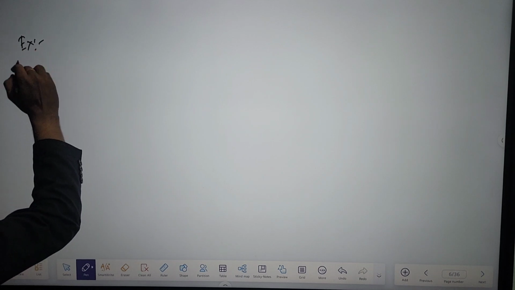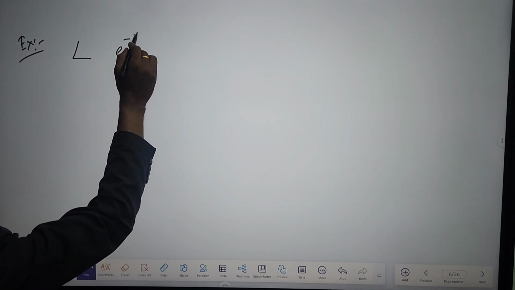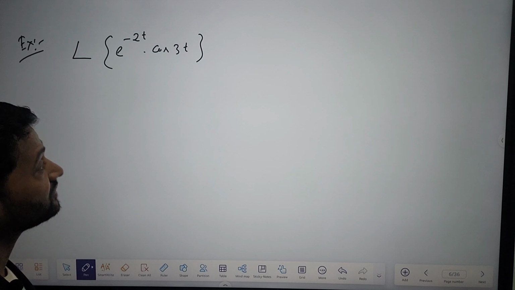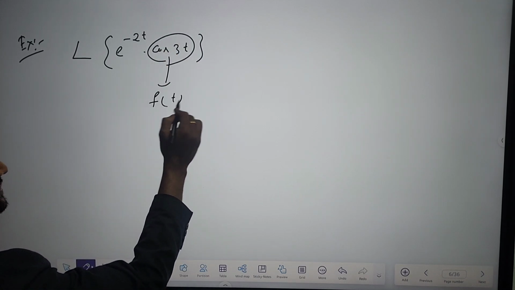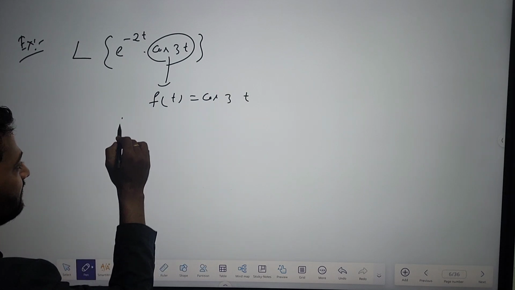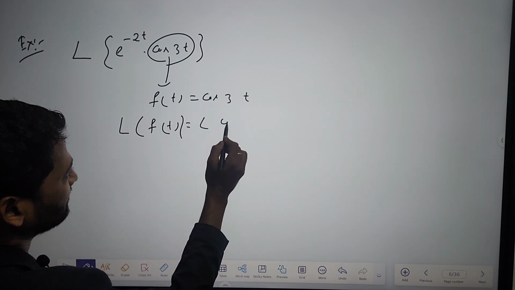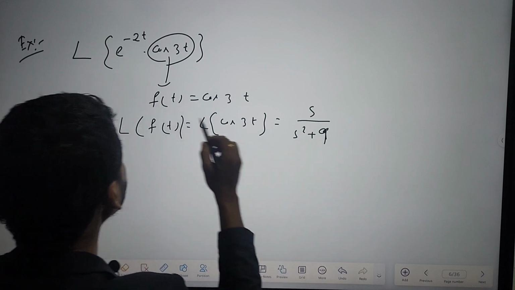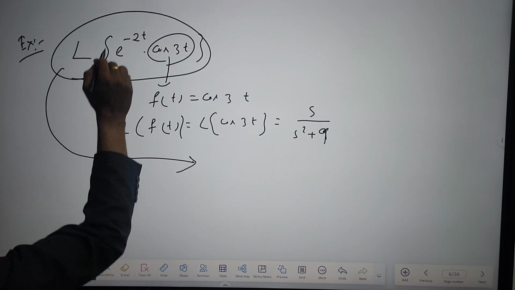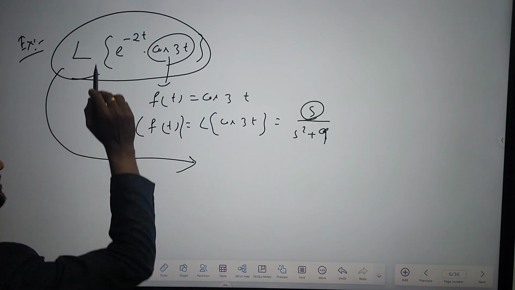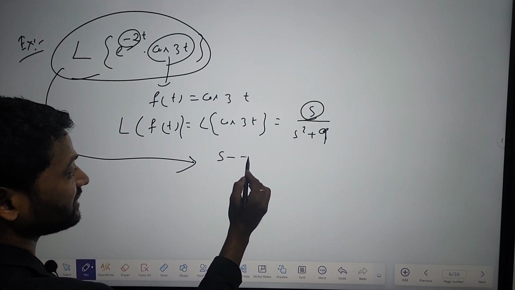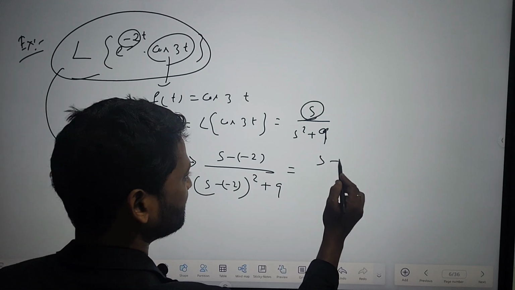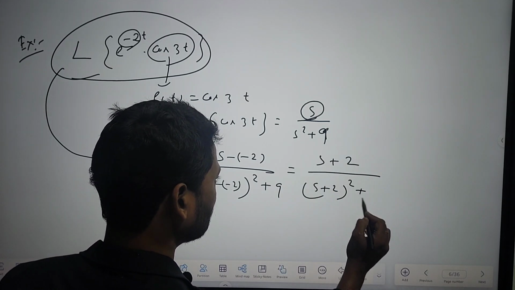So if it is given like the Laplace of e to the power minus 2t into cos 3t, then what to do? Here a is minus 2 and our function is cos 3t. If we take the Laplace of f of t, meaning the Laplace of cos 3t, your answer is s by s square plus 3 square, meaning 9. And then what will the Laplace of e to the power minus 2t into cos 3t be? In place of s you put s minus a, which is minus 2. So the answer is s minus of minus 2 by s minus of minus 2 whole square plus 9, meaning s plus 2 by s plus 2 whole square plus 9.